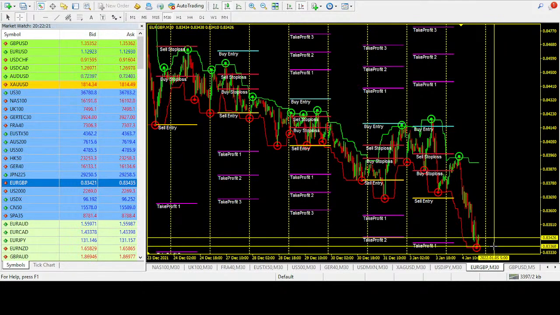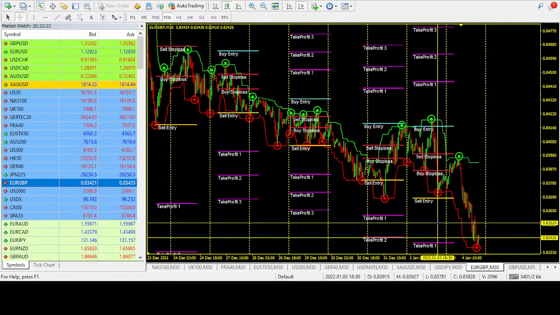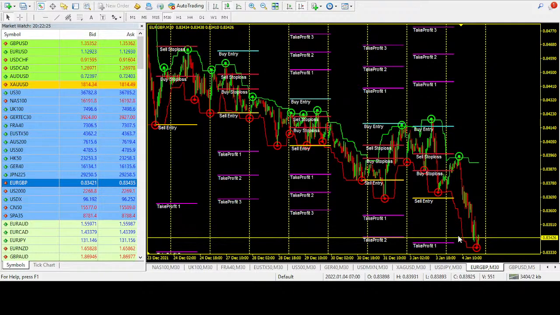Even if it forms beneath that red circle dot, we're going to be looking for sell trades. Okay, but anyways, let's look at a buy example.